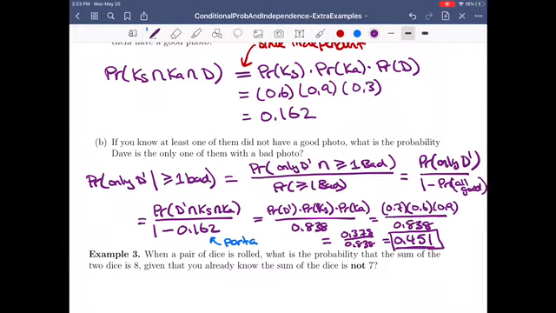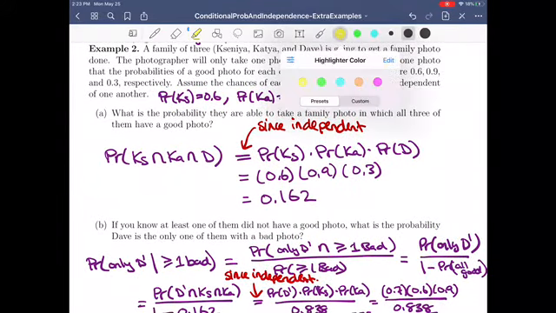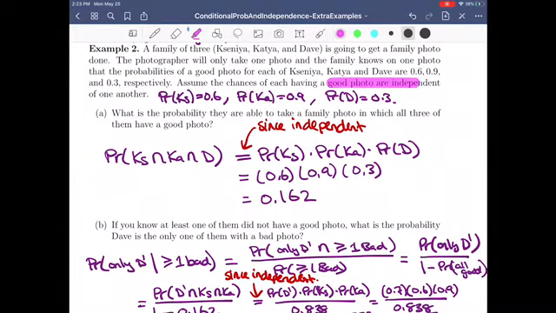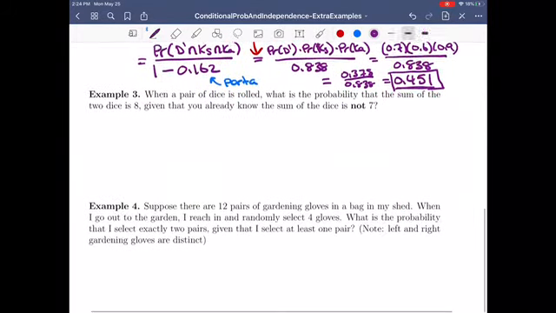Maybe I should write here that this equals is since they're independent. We're allowed to do that. So them telling us that they were independent was actually very useful. They're independent of one another, so one having a bad photo doesn't affect the chances of the other one having a bad photo. Okay, let's try another one.